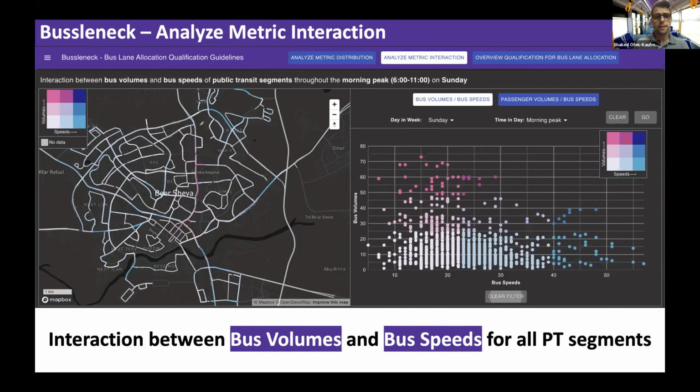Looking at the map, we can see that most of the interesting PT segments are the pink segments. Those segments can be found in the center of the city on Rager Boulevard. This is the main boulevard of the city. This tells us that Rager Boulevard has many buses that drive very, very slowly, probably due to congestion.